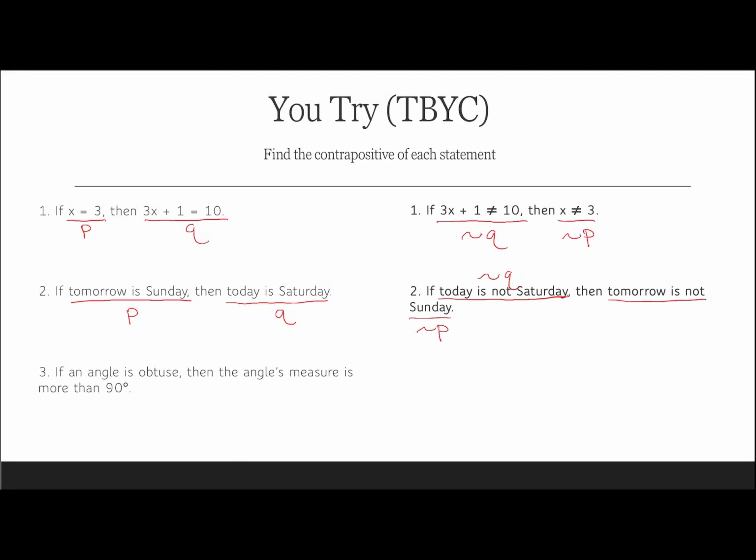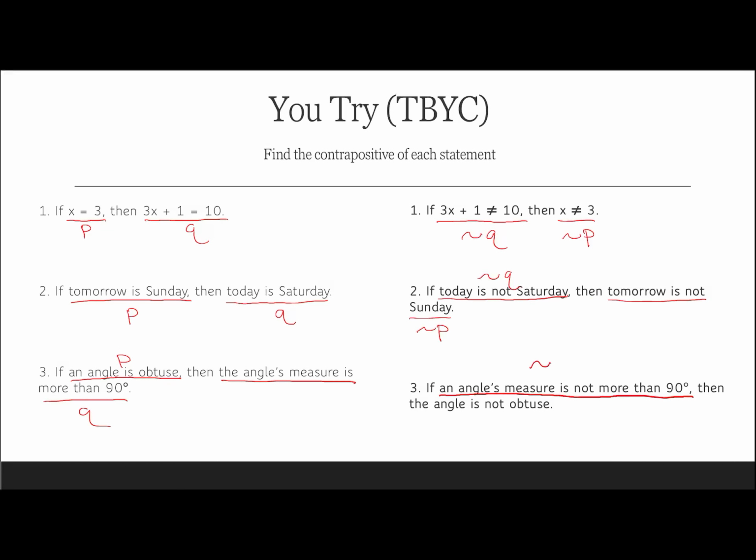If an angle is obtuse, then the angle's measure is more than 90 degrees. We have statement P. The angle's measure is more than 90 degrees is statement Q. Our contrapositive, if an angle's measure is not more than 90 degrees, that's not statement Q, then the angle is not obtuse, which is not statement P. Notice how for each of these, our contrapositive is if not Q, then not P.